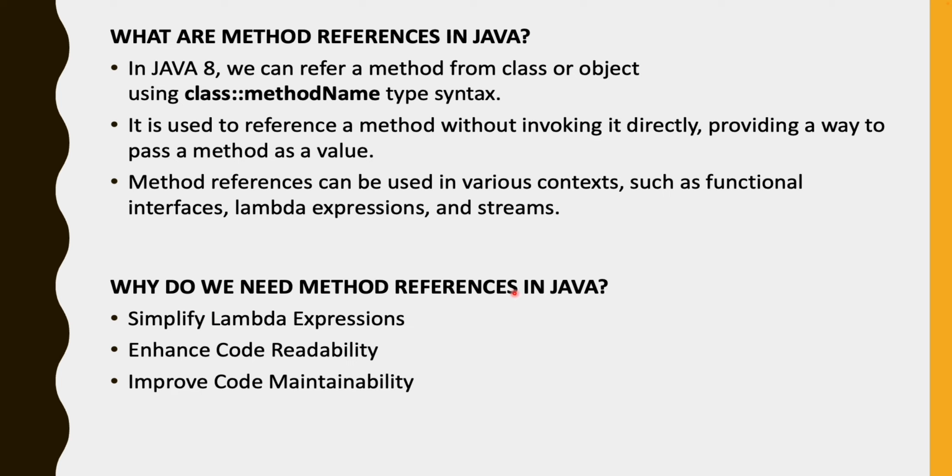Why do we need method references in Java? To simplify the lambda expressions, to enhance our code readability, and to improve our code maintainability. How does it simplify the lambda expressions? Suppose I'm using a lambda expression only to call just a single method, then we can still simplify the lambda expression with method references, which will make our code more readable. Method references will always make our code readable and self-explanatory. Also, it will improve the code maintainability. We'll try to understand all this with an example in the next slide.